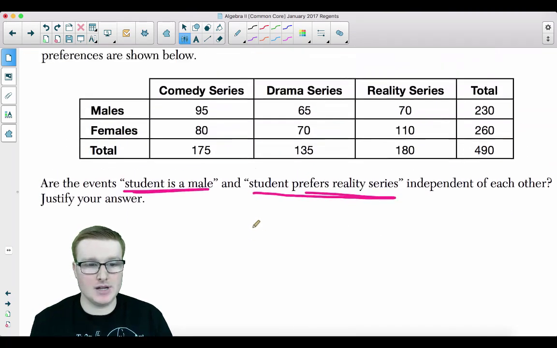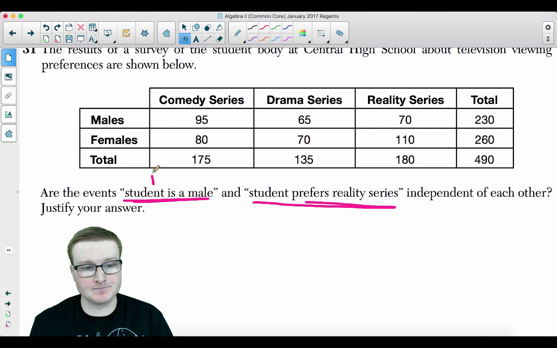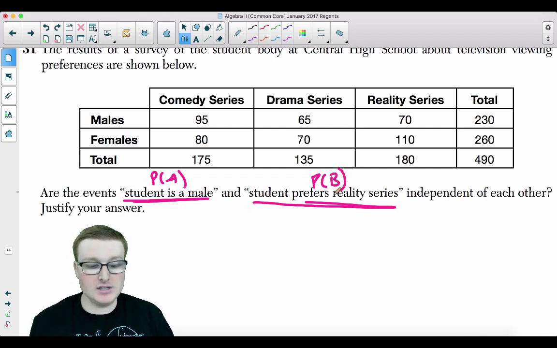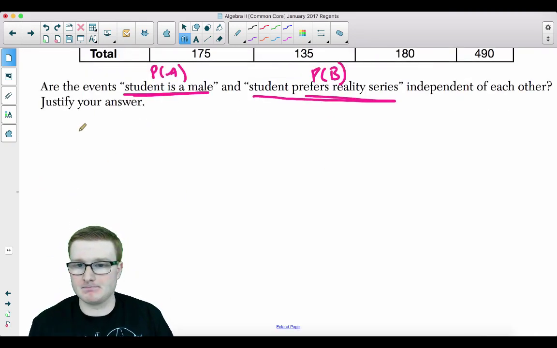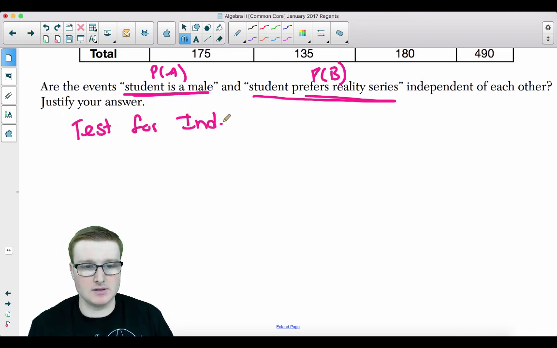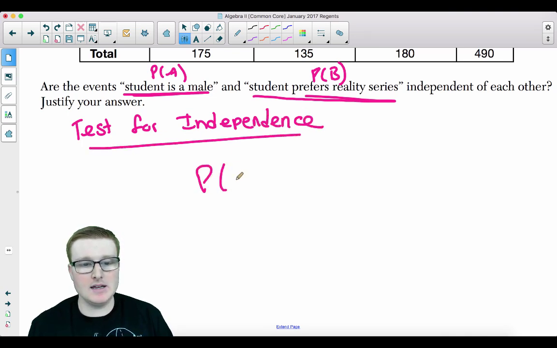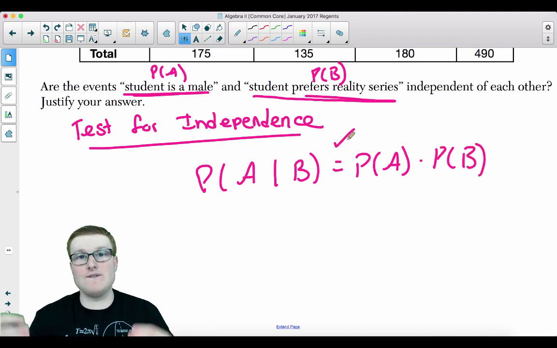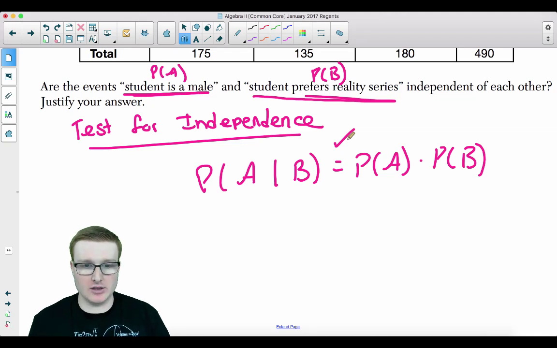So, here we go. I'm going to make the student is a male event A, and the student prefers reality series is event B. So here's the thing. The test for independence is as follows. If the probability of event A given B is equal to the probability of A times the probability of B, and these two numbers are equal, then your events are independent of each other.